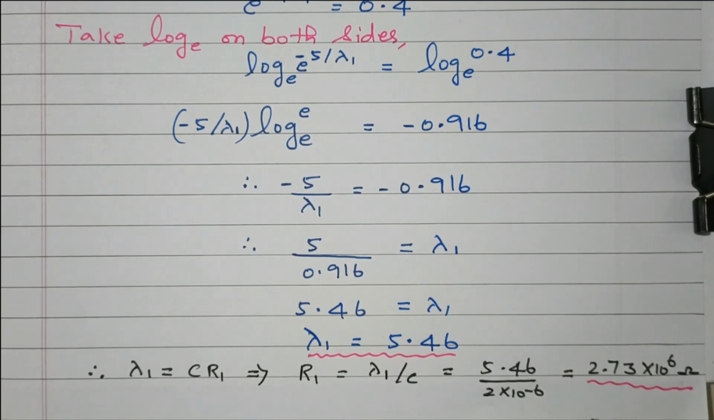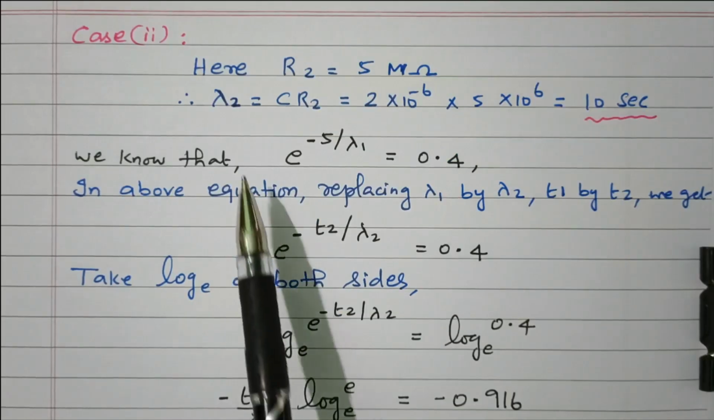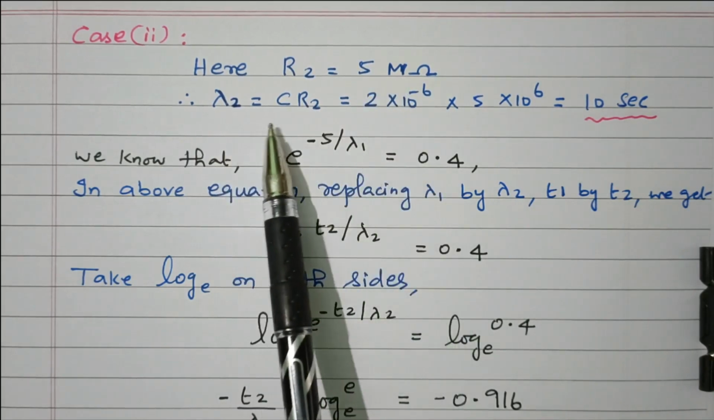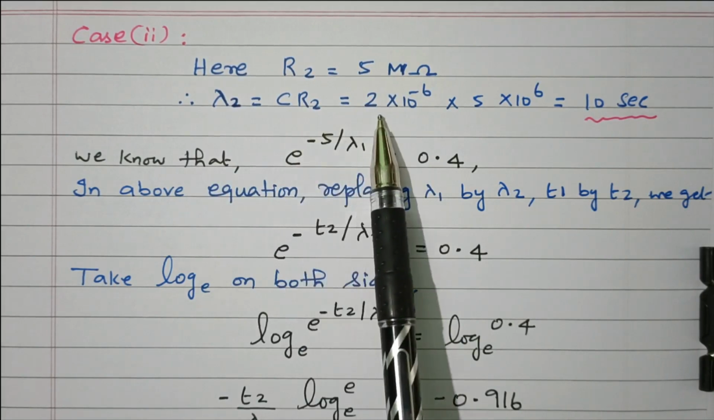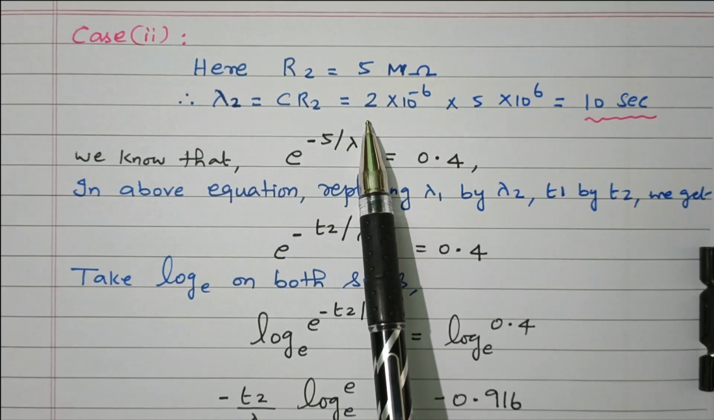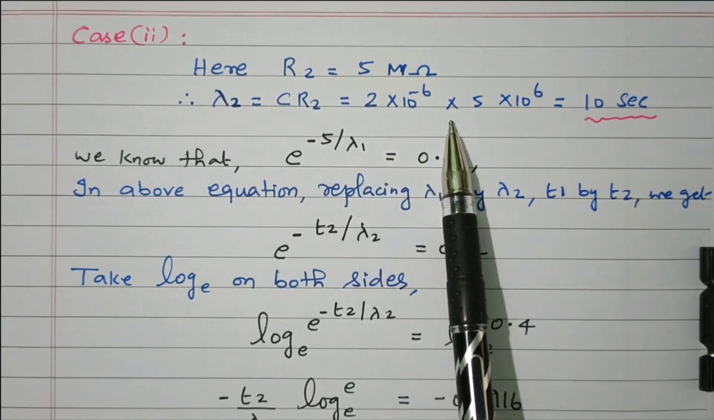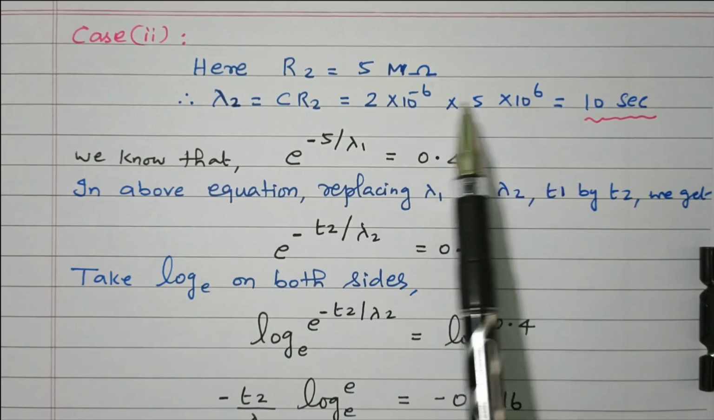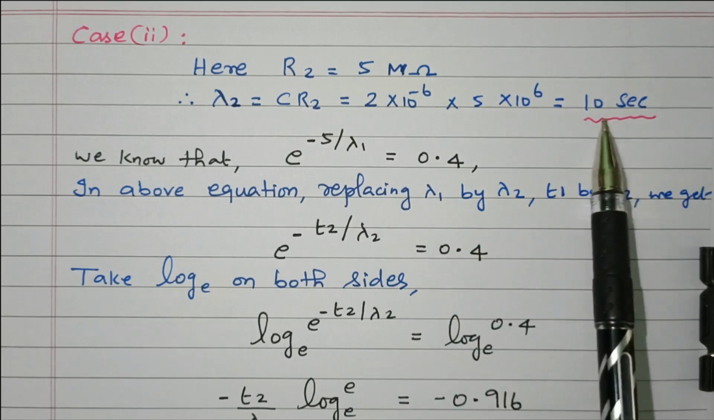The next question: the R value is given as 5 mega ohm, and for that we need to find the time taken. So in the second case, the R2 value is given as 5 mega ohm. We know that lambda 2 equal to C into R2. The C value is 2 microfarad, 2 into 10 to the power minus 6, into 5 mega ohm, 5 into 10 to the power 6. So both get cancelled, 2 into 5, 10 seconds, right? So lambda 2 is 10 seconds.